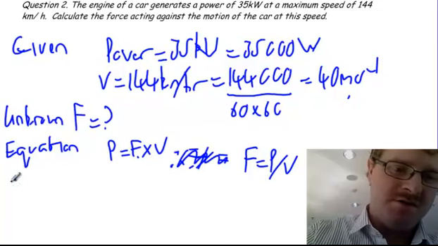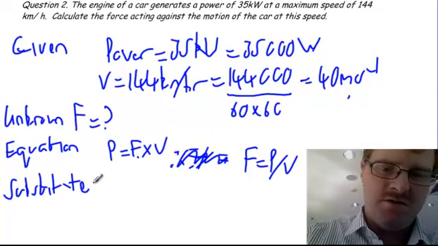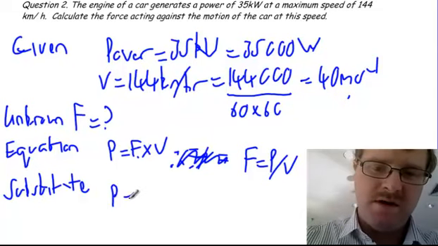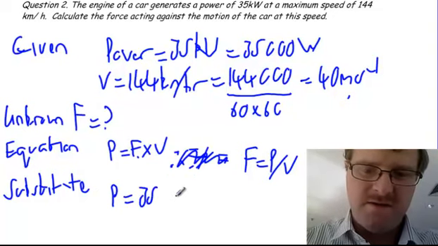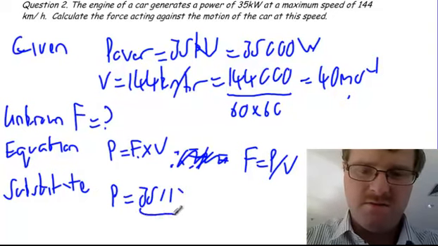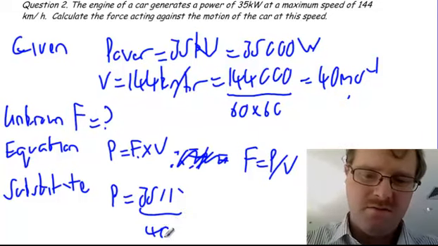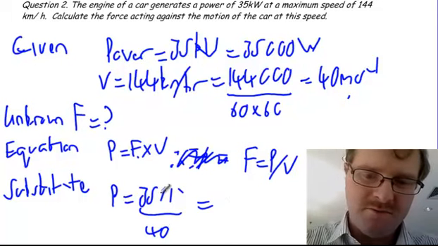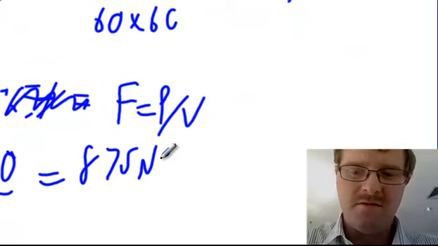All I need to do now is substitute. So if I substitute in, we have 35,000 divided by 40, which gives me a number of 875 newtons.